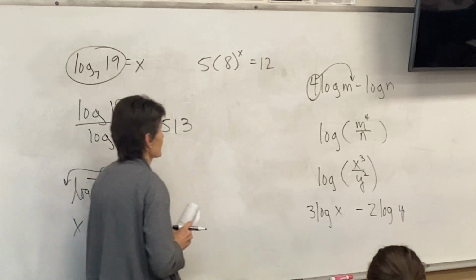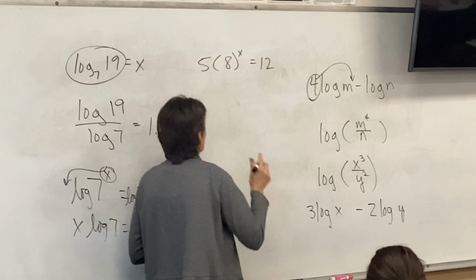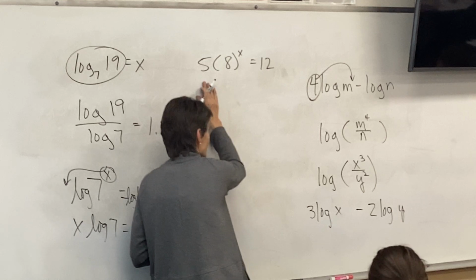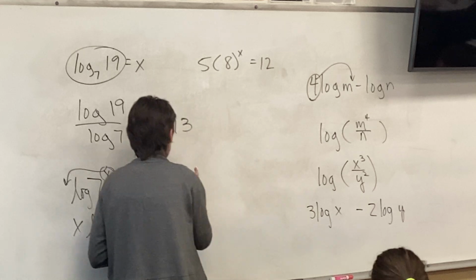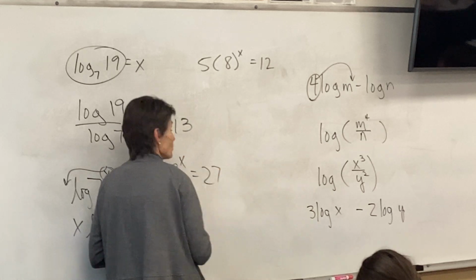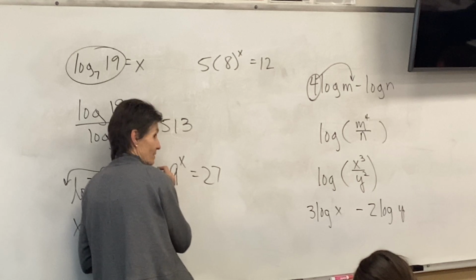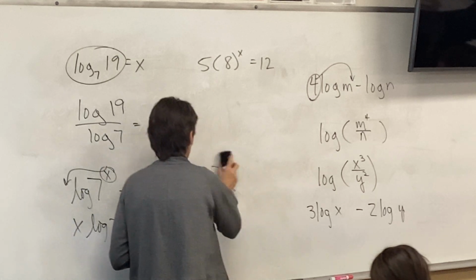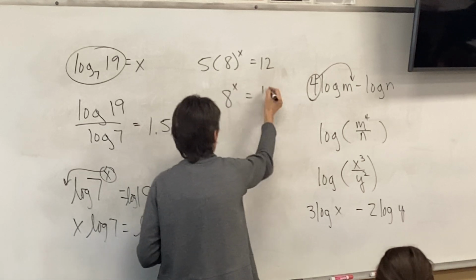What about this? Divide by 5, always if there's an extra number. An extra number. Jarius, back when we had this problem, there is no extra number in there. If there had been something out here in front, I would divide by it, but there isn't. So I divide by the extra number. So a to the x equals 12/5.